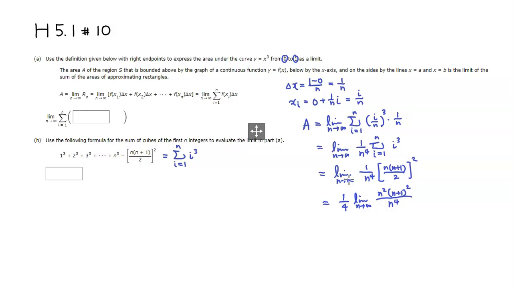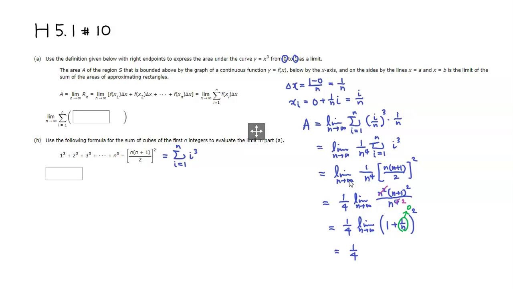So we can cancel n squared on top with n squared on the bottom, so n squared is left over. If you rewrite it, it's 1 over 4 times the limit as n approaches infinity. I'm going to put the square outside. So n divided by n is 1, plus 1 divided by n is 1 over n. And as n goes to infinity, this goes to 0. So it's going to be 1 squared, which is 1, and this is going to be 1 over 4. So the answer is 1 over 4.